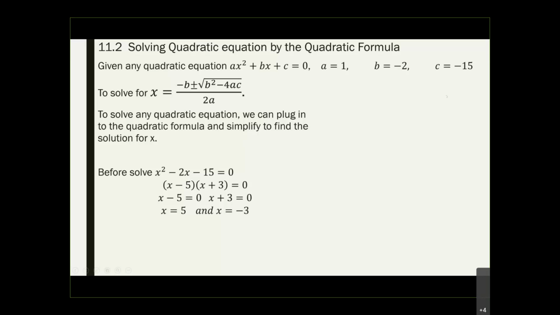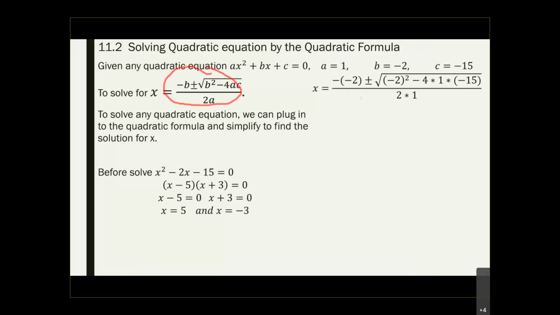Once you identify those, all you need to do is plug them into your formula, which is negative B. My B is negative, so negative of -2, plus or minus the square root of b squared, which is -2 squared, minus 4ac, where a is 1 and c is -15, all divided by 2 times a, which is 2 times 1. Once you plug it in, all you do is simplify.